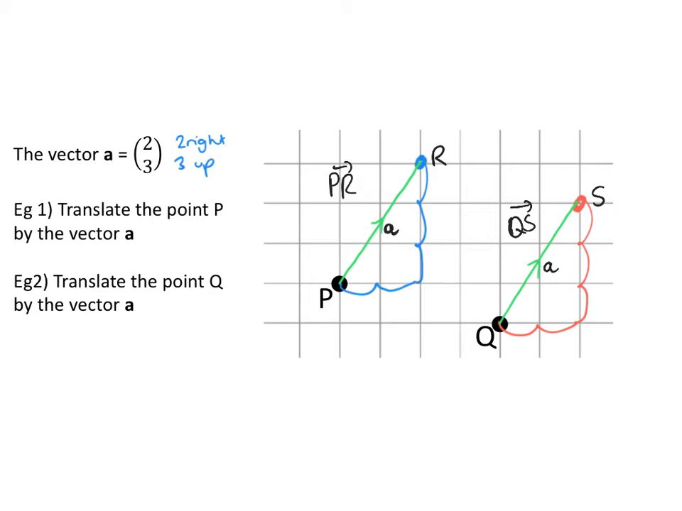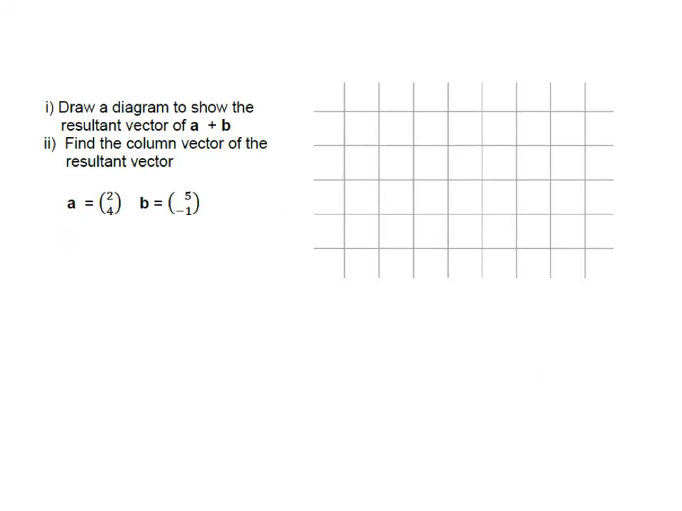It's quite difficult when you're writing with handwriting to make something look bold, so quite often they do underline the vector just like that, just to show that it's a vector and not a number. Okay, so we're just moving on to vector addition now.